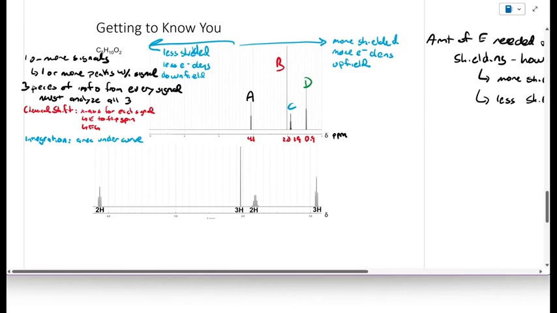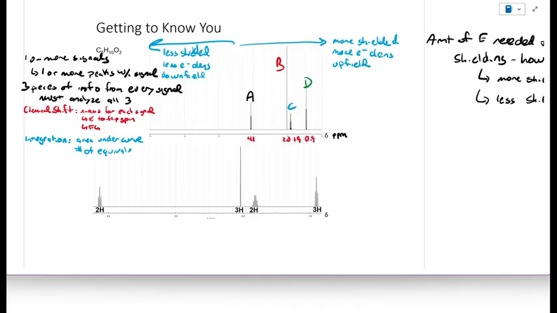And what that tells us is the number of equivalent hydrogens represented by that signal. How many equivalent hydrogens caused that signal to appear? So let's take a look at that for a second.